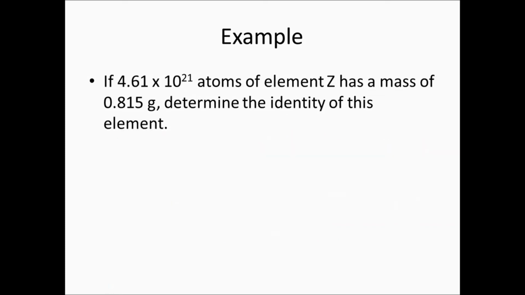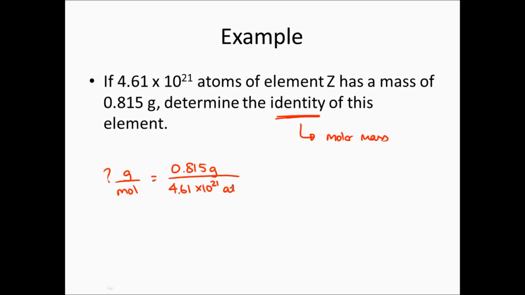Let's look at a bit more complicated example. Here, I want to determine the identity of this element. And to do that, I need to figure out the atomic mass or the molar mass. So I want the number of grams per mole. Now, we know the number of grams of a particular sample, so it's 0.815 grams. And moles are related to the number of atoms, right? We know that. So it's 4.61 times 10 to the 21 atoms. So we have the grams per atom.